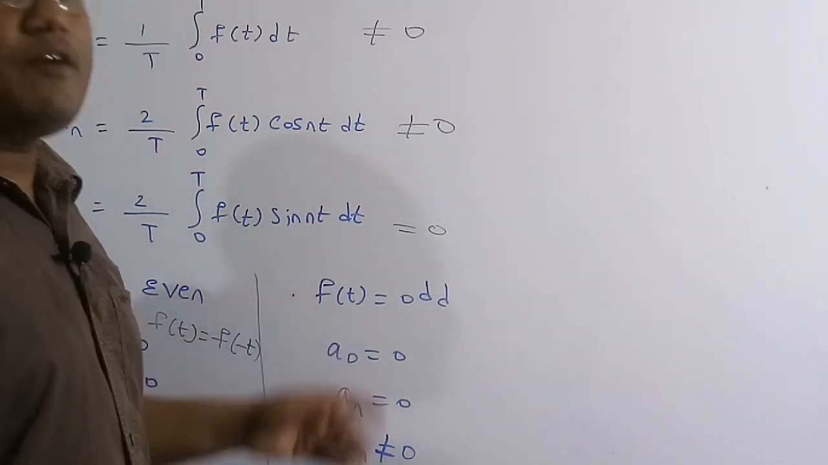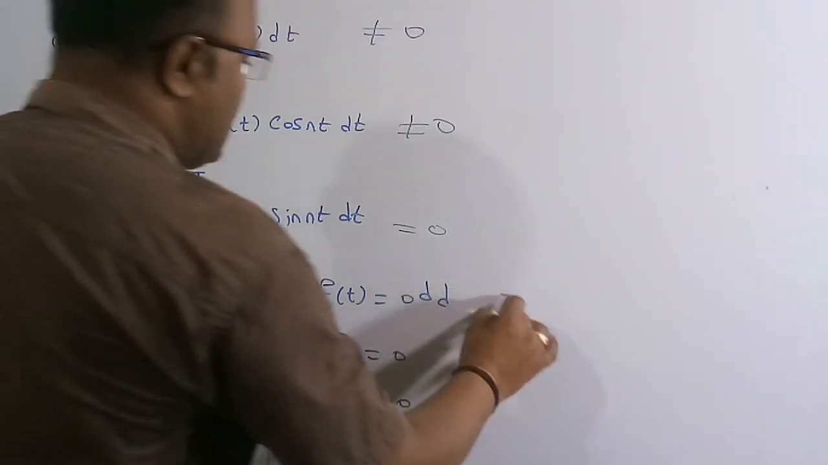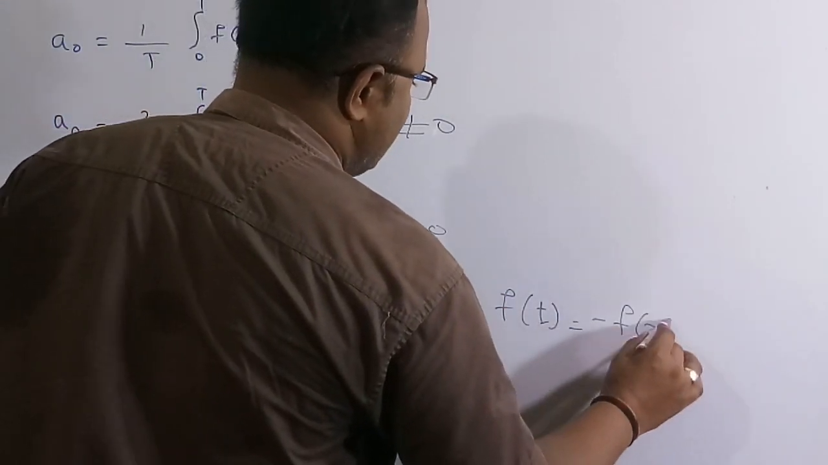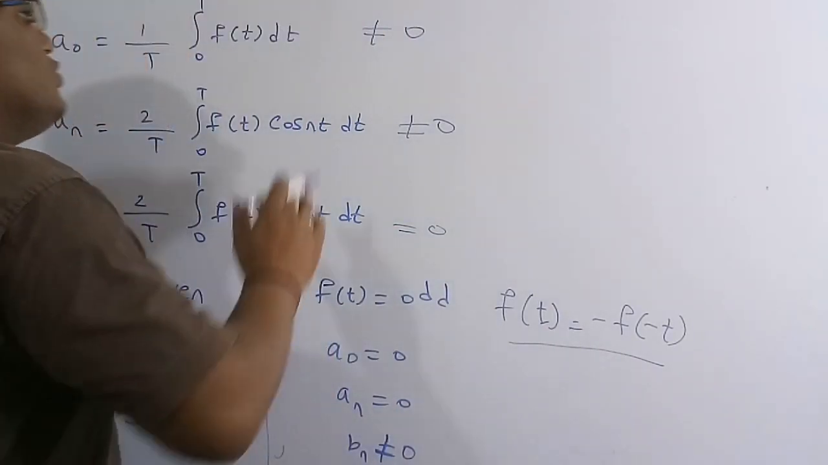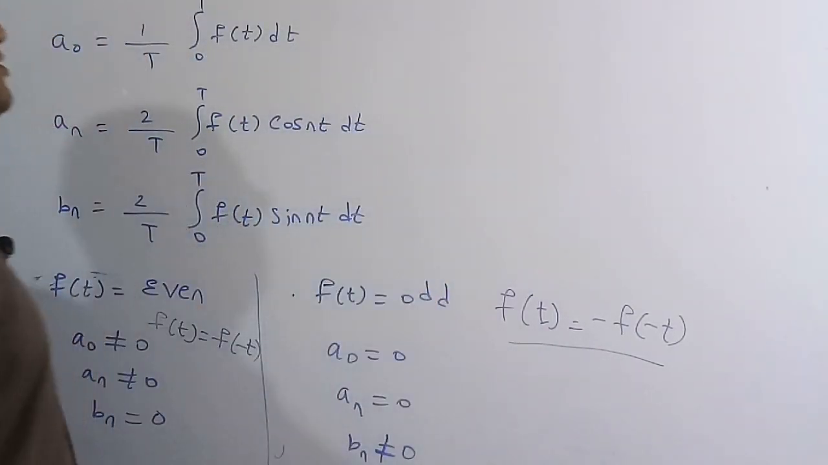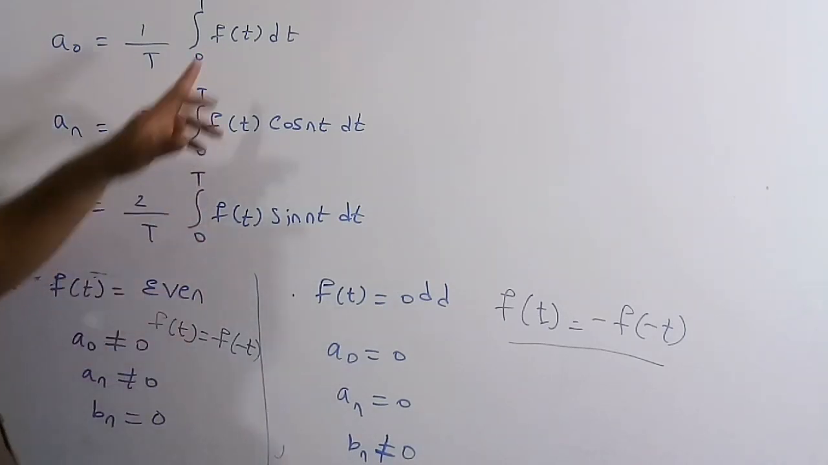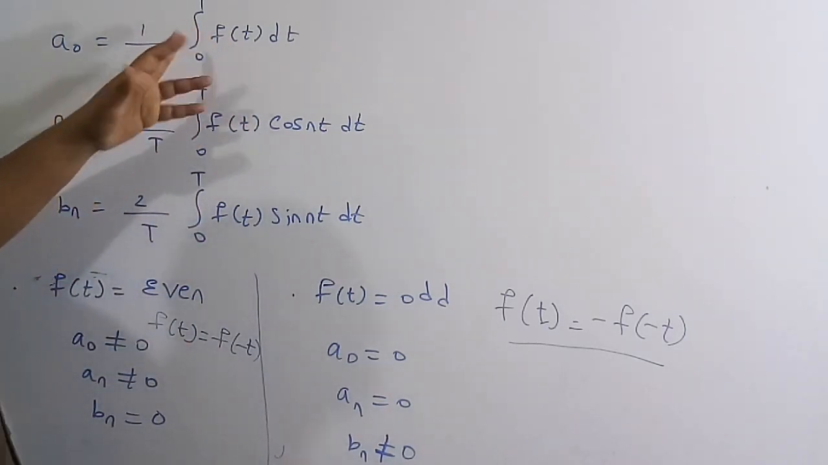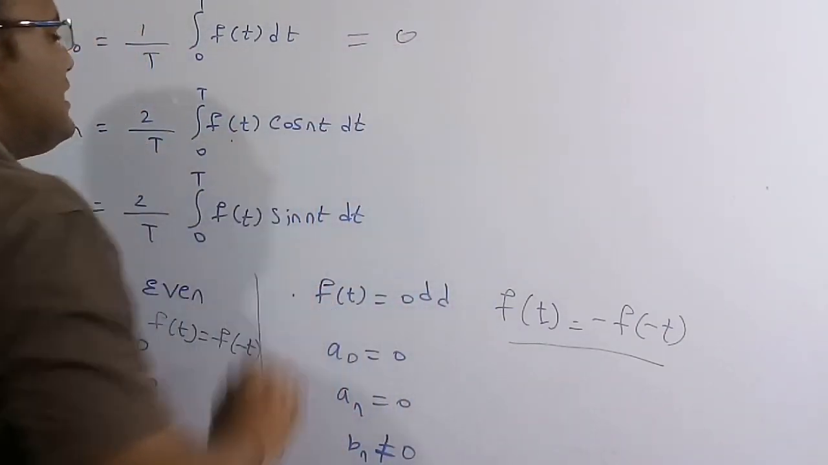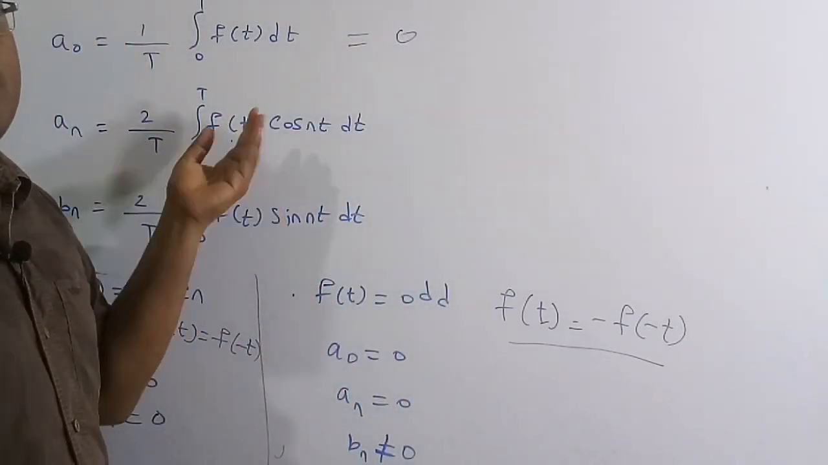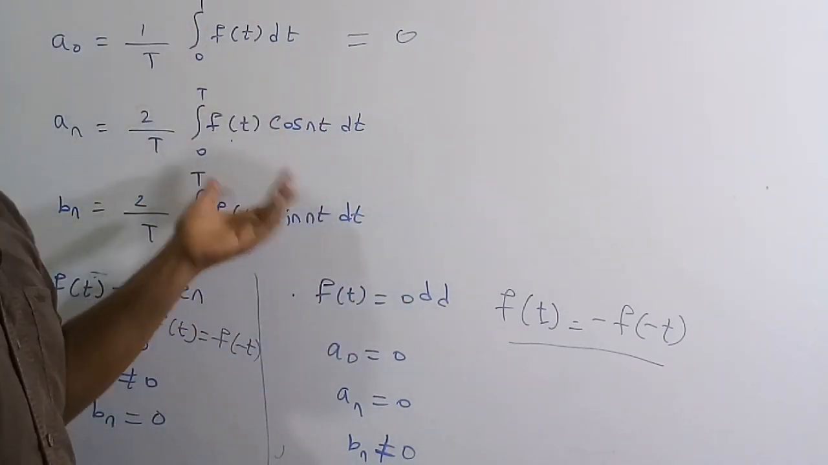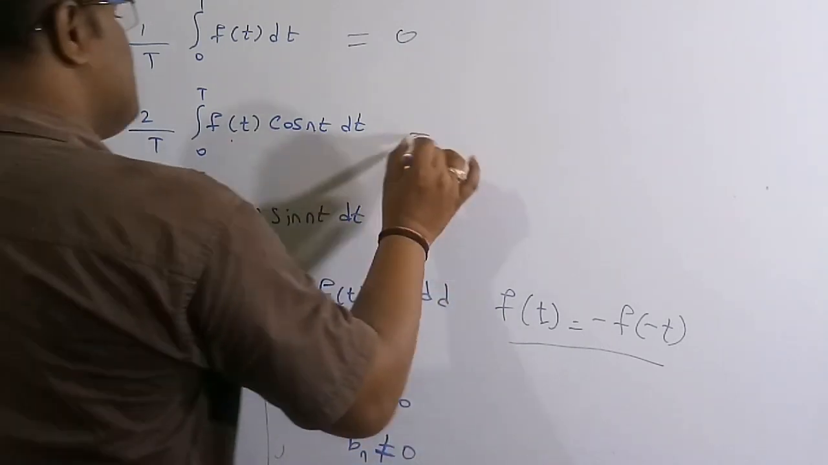Then if f of t is an odd function, meaning f of t is equal to minus f of minus t, this is called an odd function. So if f of t is odd, then what is the nature of the Fourier series coefficients a0, an and bn? Suppose f of t is an odd function, then integration of an odd function is going to lead to a total value of 0. Similarly, here f of t is odd and cos is even, so odd into even is again an odd function. So integration of an odd function is again 0. Therefore this is 0.